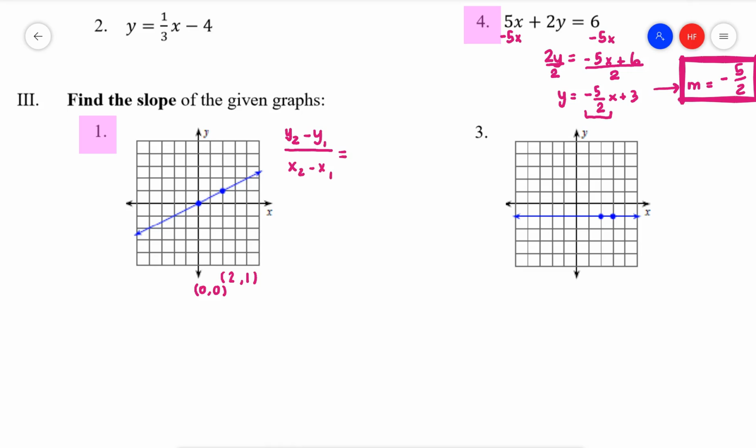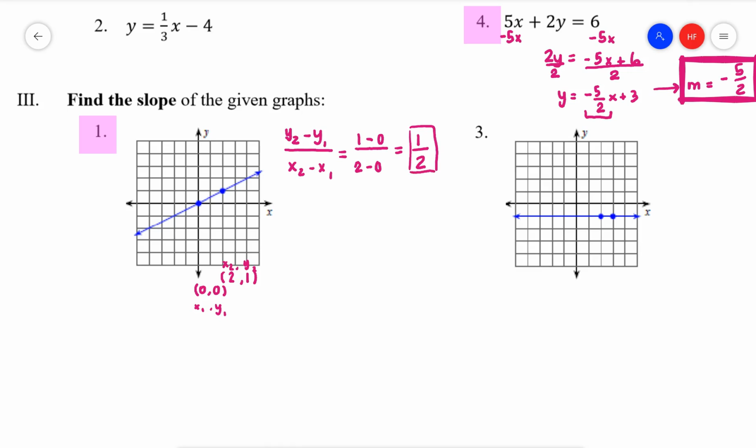And plug those points in, so I could say that this is x1, y1, this is x2, y2, and just plug those straight in, so we would have 1 minus 0 over 2 minus 0. 1 minus 0 is 1, 2 minus 0 is 2. My slope is 1/2. We can do it that way, or we can count.